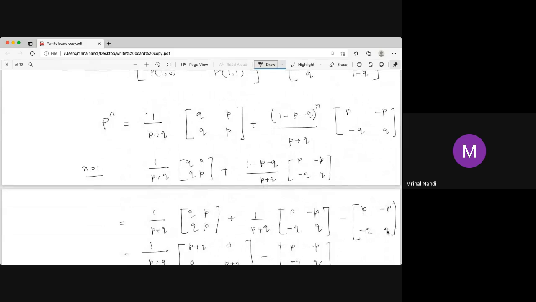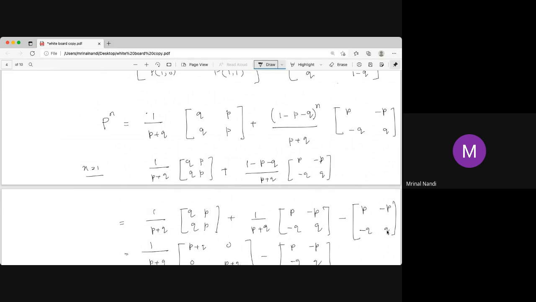If you take n equal to 0, what happens? You'll get the identity matrix. So by induction you can easily prove it: P^(n+1) is P^n into P, and you can find that by induction this is your matrix. So this is very important.